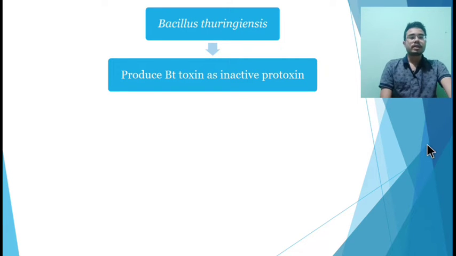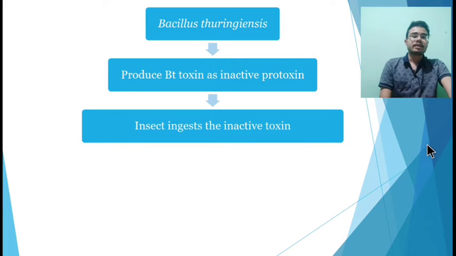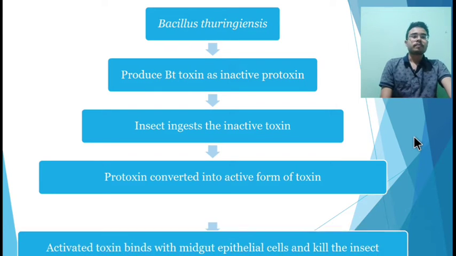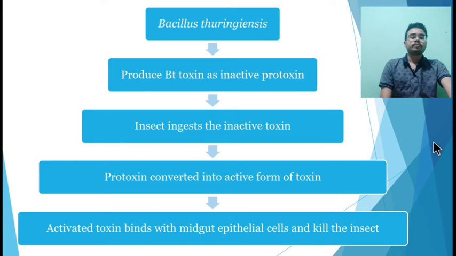that is inactive form. When an insect comes in contact with the toxin and ingests it, it goes to the gut of the insect, and there the alkaline pH changes it to its active form of toxin. When it changes to active form, it binds with the midgut epithelial cells and causes death of the insect. So it is all about Bt toxin.